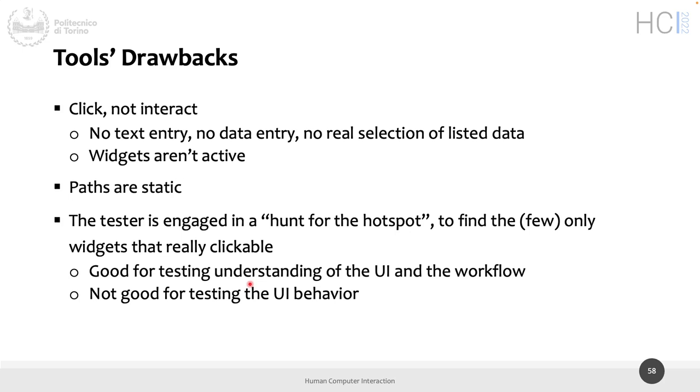And sometimes the tester is engaged in a game that is hunt for the hotspot. Since not everything will be clickable, they will try to find the things clickable instead of focusing on the task. So this is good for testing and understanding the workflow generally, because if they want to click something that is not clickable, then probably they aren't doing the task very well. But it's not really good for the behavior, because they then try to find the clickable elements instead of focusing on the task itself in some cases. But this is a drawback of all these tools, because they are low fidelity in behavior, in a way, with this static path.